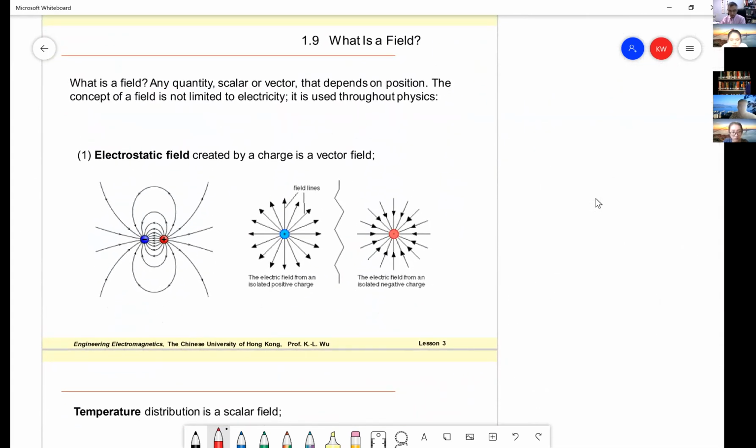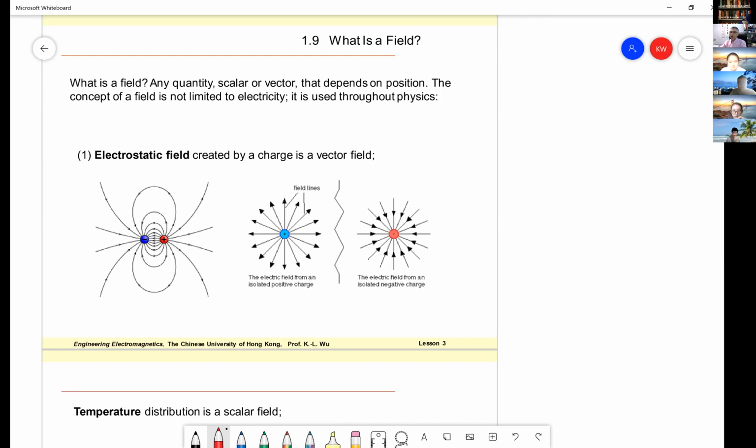Let's get back to our real business. Our real business is to talk about the field. Let's look at the static electrical field. Static means the field doesn't change with time. This is what we learned in high school.